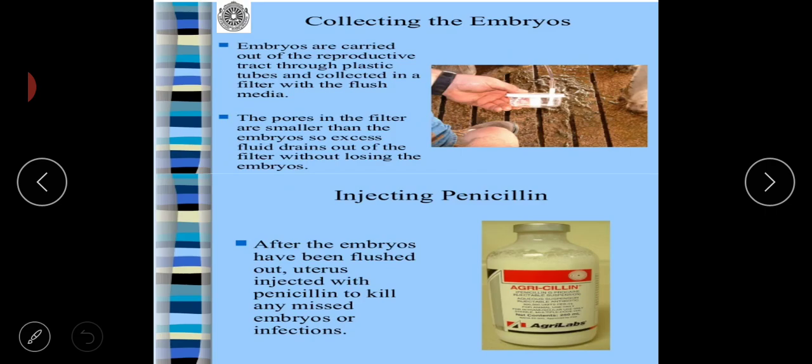Injecting penicillin. After the embryos have been flushed out, the uterus is injected with penicillin to kill any missed embryos or to avoid further infections. It is shown in the picture that this penicillin is being injected in order to kill the missed embryos and to avoid infections.